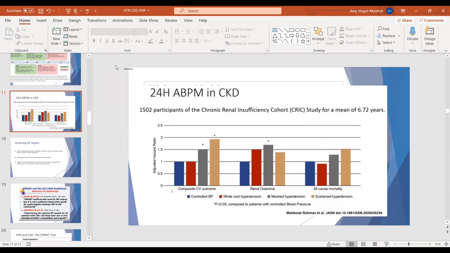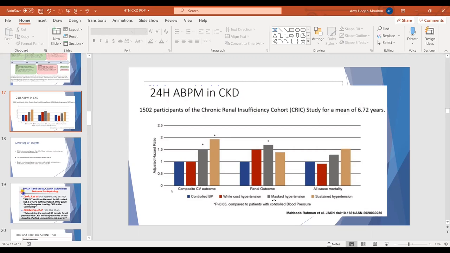I'm trying to move the slide so we can see it better, but it had a representation of the 24-hour ambulatory blood pressure in the chronic kidney disease population. They followed these patients for 6.7 years. If you look down the bottom, you have the composite cardiovascular outcomes, the renal outcomes, and all-cause mortality. The dark blue box is the controlled blood pressure person, so that's great for cardiac, renal and all-cause mortality. The maroon one is white coat hypertension. Those people did well if you were just looking at straight cardiovascular outcomes. In the renal world, it was a little bit worse. All-cause mortality really wasn't, though, on the white coat hypertension.